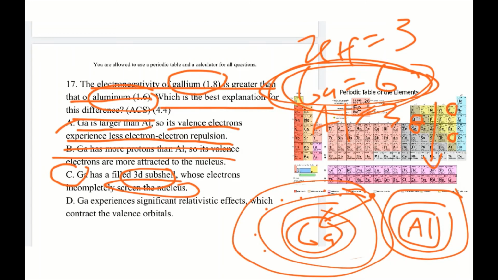Now let's look at D. Gallium experiences significant relativistic effects which contract the valence orbitals. Now, this doesn't make any sense for me personally because I don't know what this word means. And if I know for sure that one of the answer choices makes sense, I usually stay away from things I don't understand. So D is out of the picture, and indeed number 17 is C because I checked the answer and it says it's C, so it's C.